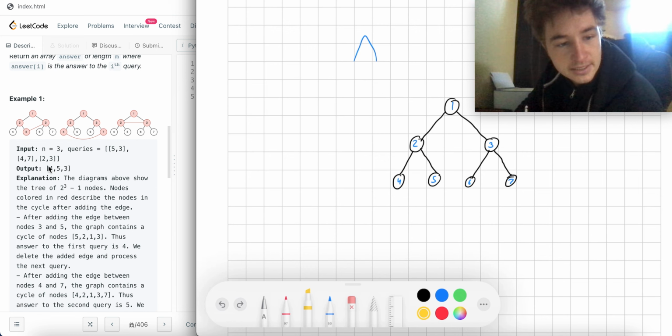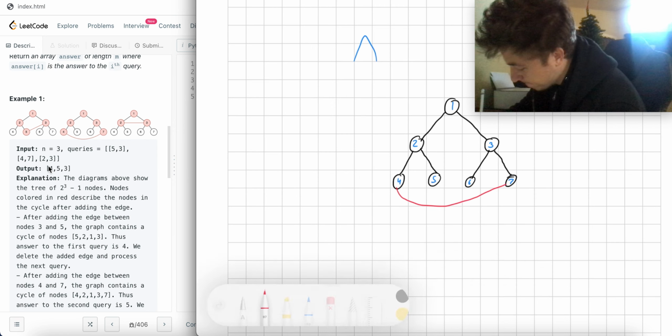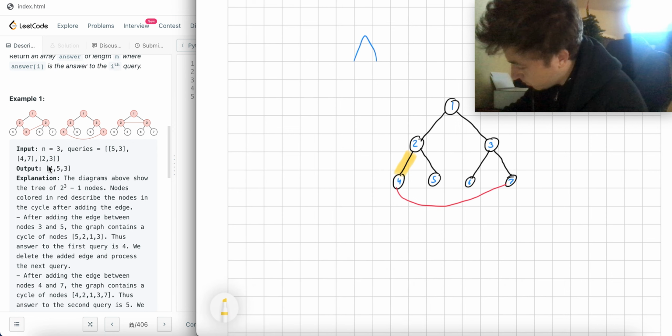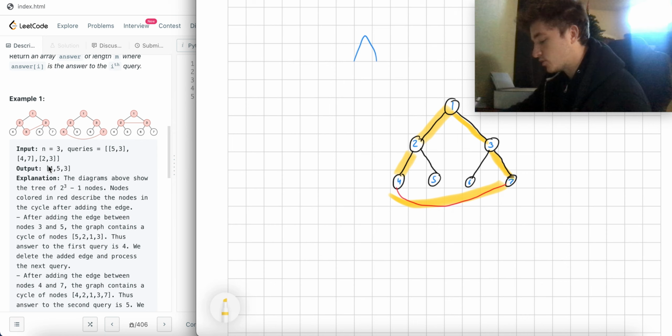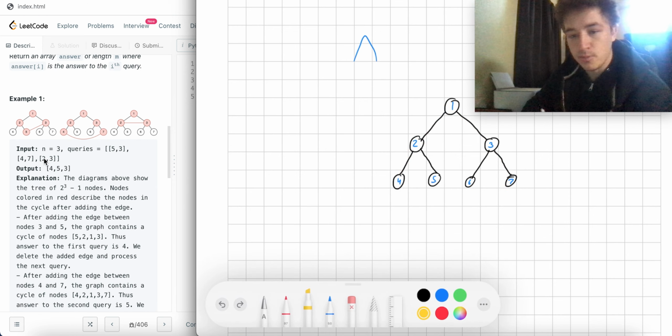And then we look at query 4, 7. So we add a link between 4 and 7. And then we connect 4, so that's 1, 2, 3, 4, 5. And then we do the same thing, right? So we remove this, and I think you get the point about how this works.